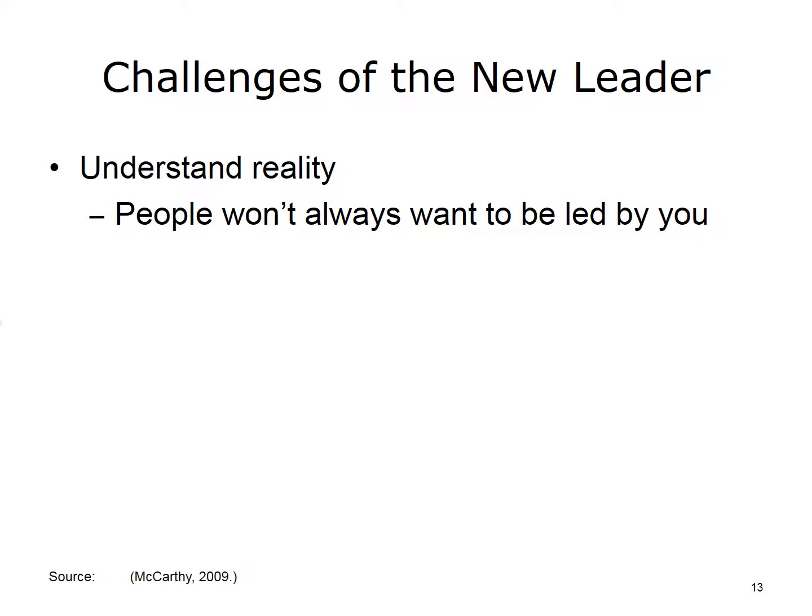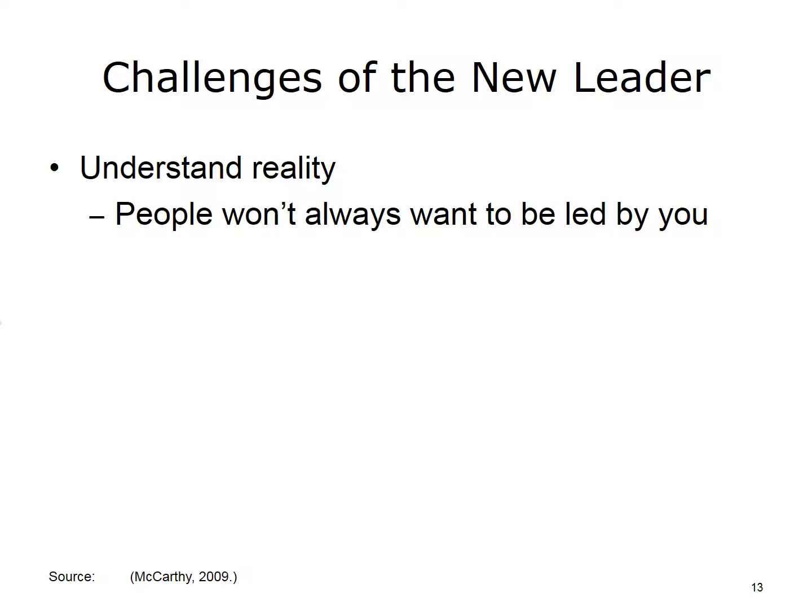Finally, we'll close with an examination of 3 traits of effective leaders, excerpted from an article by Dan McCarthy entitled The Top 10 Challenges of the New Leader. Most of these lessons are not in the leadership books because they show the less glamorous side of leading and are tough lessons for the new leader to learn.